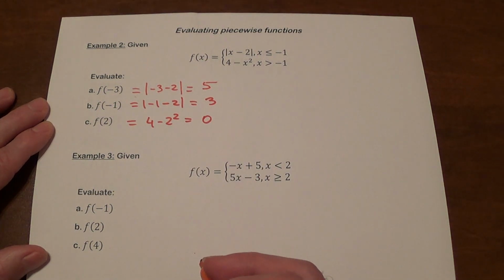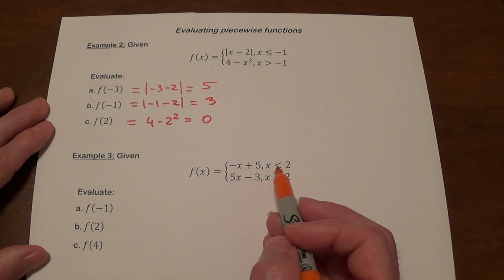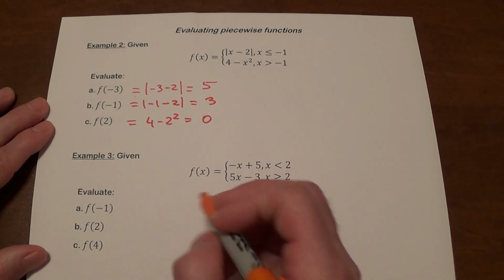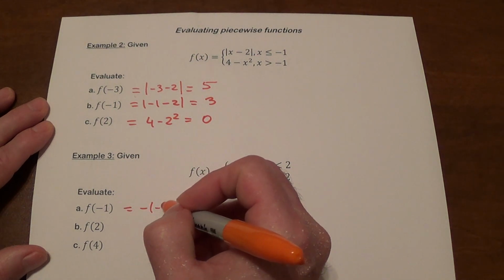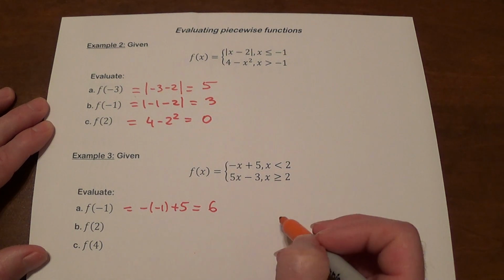This next function, negative 1. Negative 1 is less than 2, so we use the first equation. Negative 1 plus 5 will give us 6.